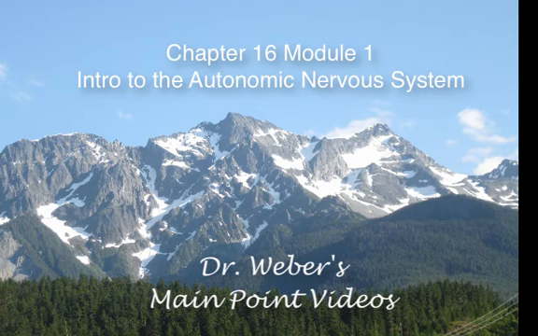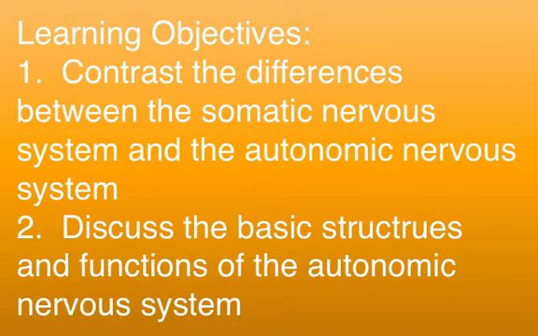This is Chapter 16, Module 1, Introduction to the Autonomic Nervous System. The learning objectives of this module are: 1. Contrast the differences in function and structure between the somatic nervous system and the autonomic nervous system, and 2. Describe the basic structures and functions of the autonomic nervous system.